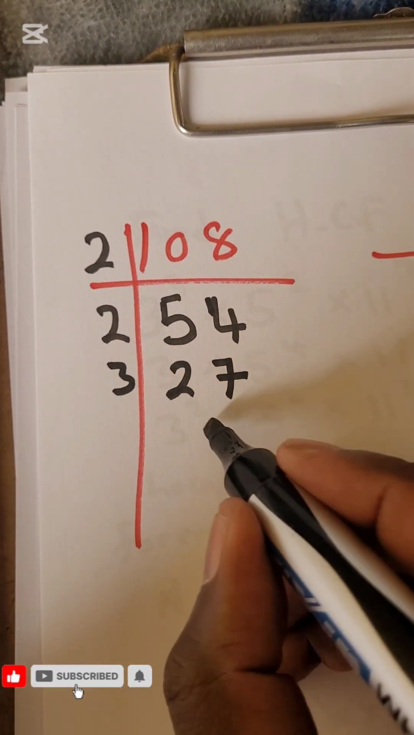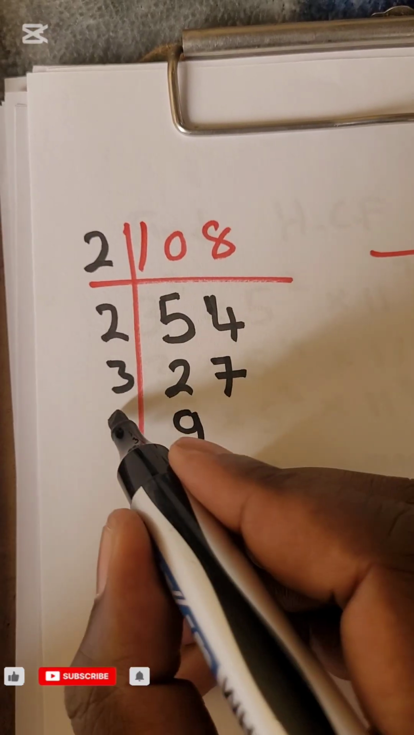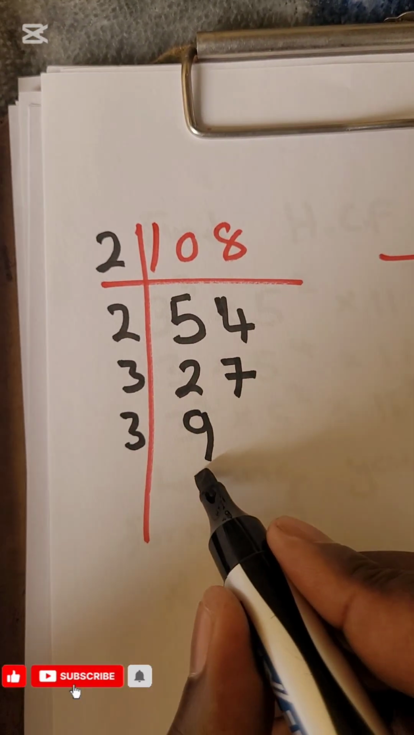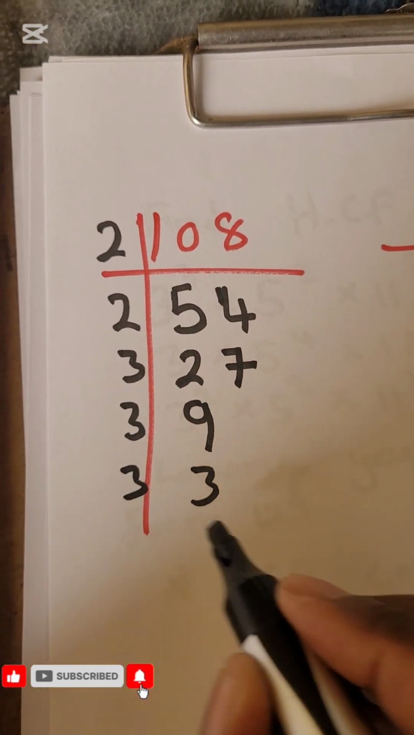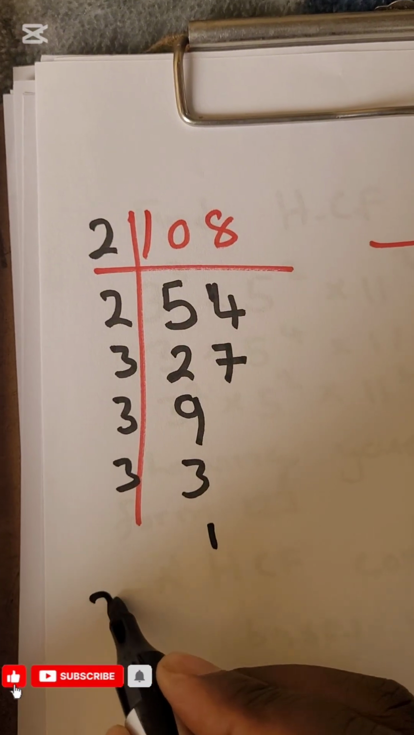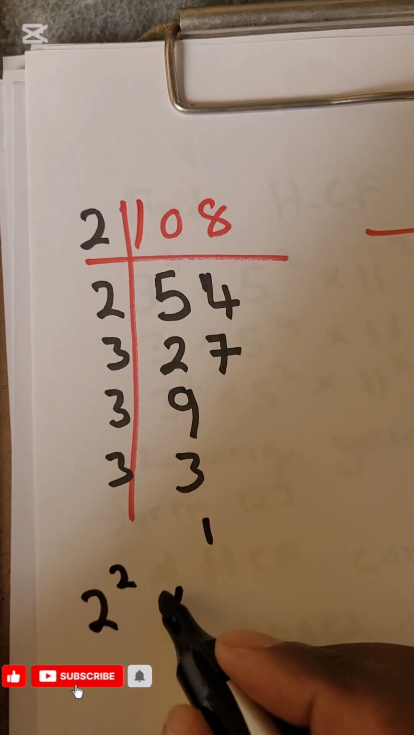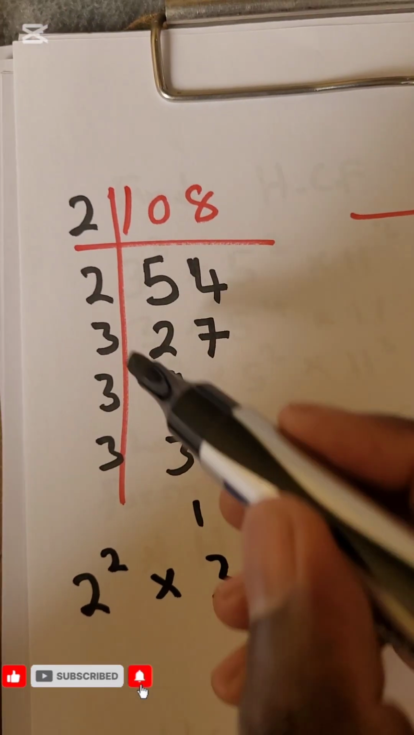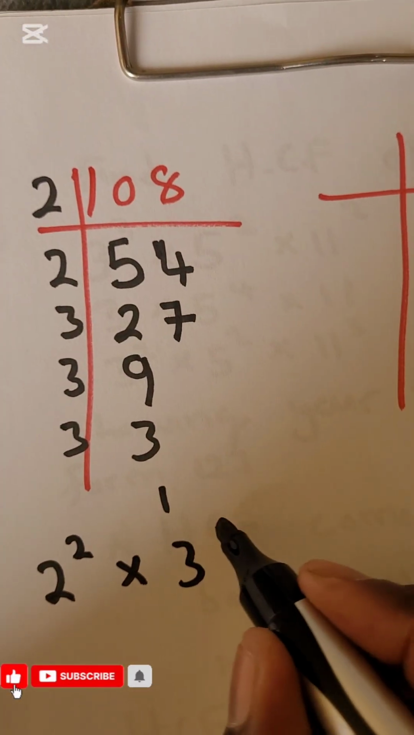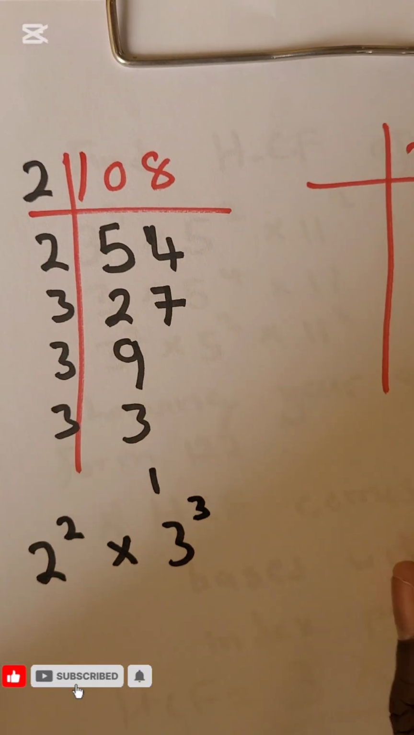Then 3 into 27 we get 9, and 3 into 9 we get 3, and 3 into 3 we get 1. So we have 2 to the power of 2, and 3 to the power of 3.